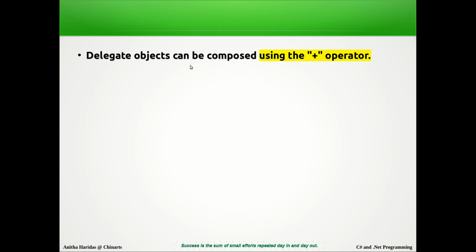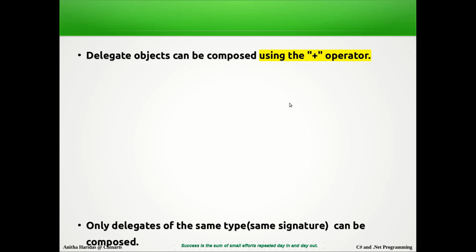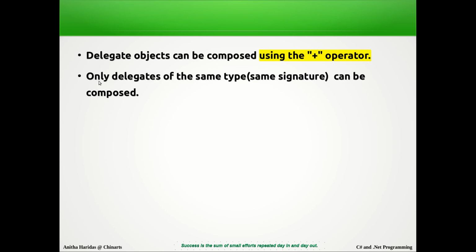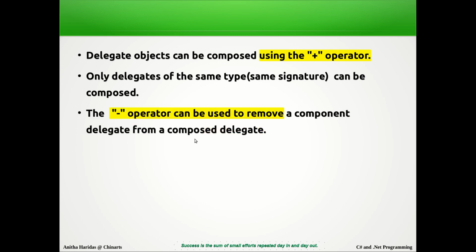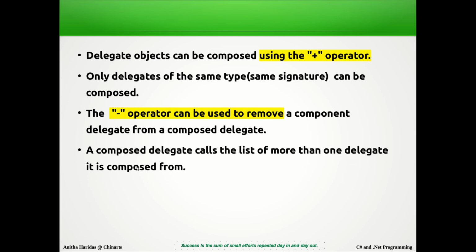Now your delegate objects can be composed using the plus operator, which we have seen in the demo program. Only delegates of the same type can be composed or combined together. And the minus operator can be used to remove a component delegate from a composed delegate. A composed delegate calls the list of more than one delegate it is composed from. All the delegates which are combined together, the entire list will be invoked automatically.